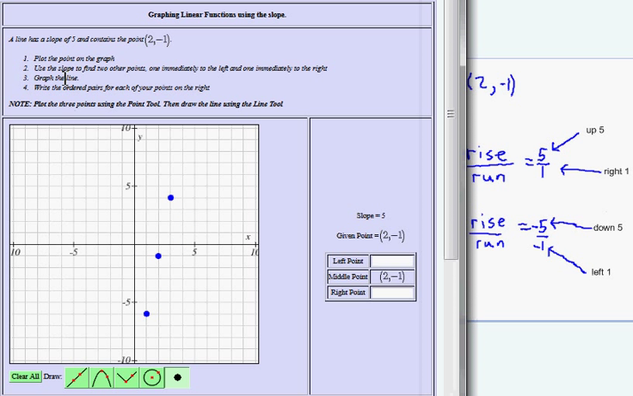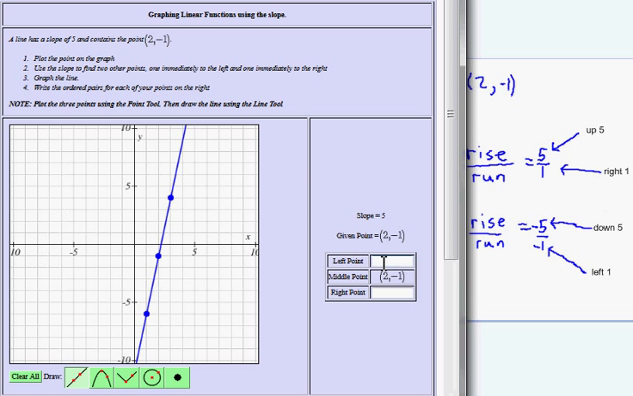In fact, step 3 is to graph the line using the line tool, which is right here. Click the line tool, pick a point, click and hold the mouse button down, move to the other points, let go of the mouse button, and you've drawn the line. The fourth step is to simply write the ordered pairs of the 2 points that we plotted.